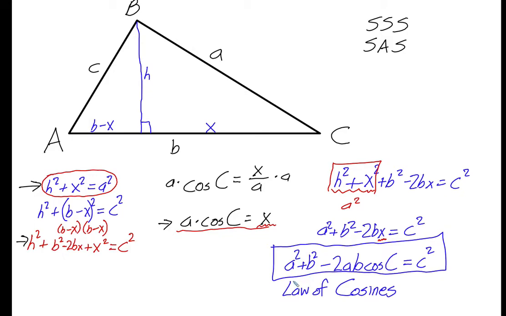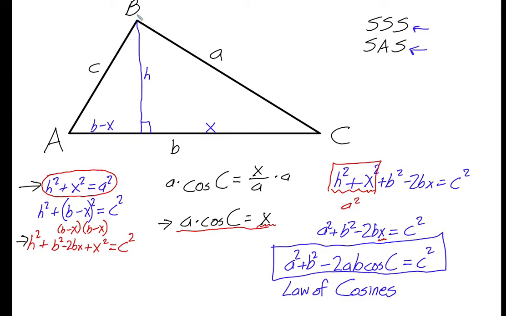Notice there are four things in here. There's a side, there's another side, a and b, we've already counted those. There's an angle, angle C, and there's a remaining side. There's three sides and one angle in this equation. If we know all three sides, then we can find an angle. If we know two sides and an angle, then we can find the remaining side. The law of cosines lets us do side, side, side, or side, angle, side triangles.